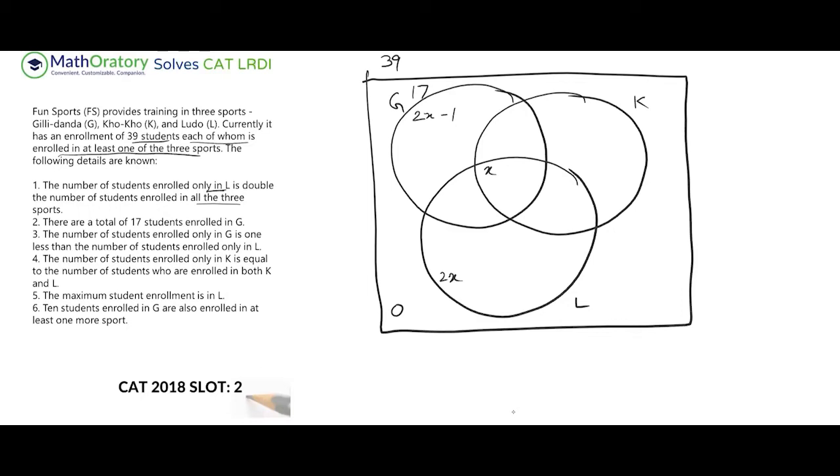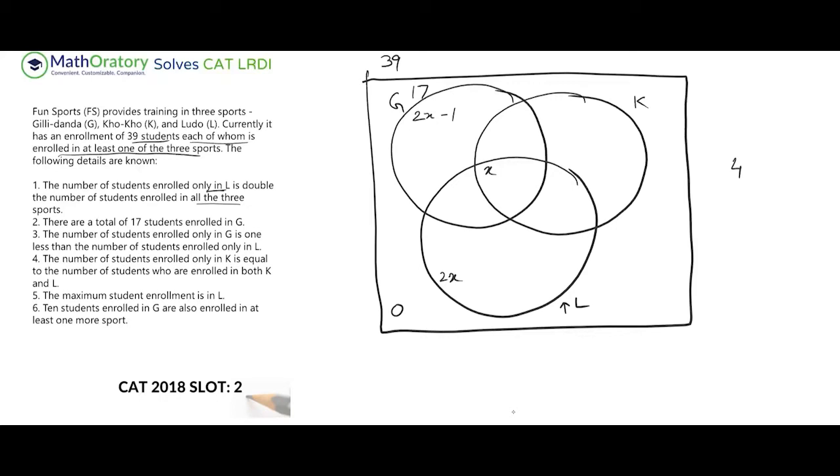Next one says the number of students enrolled only in K is equal to the number of students who are enrolled in both K and L. So this is equal to both K and L, this entire block, right? So X plus whatever. So I'm leaving this information as of now. I'll just write 4 to remember that 4 is something I have not taken into account. So leave this information 4 as of now. Fifth one says the maximum student enrollment is in L. So I'm just indicating this by an up arrow, so later on I'll understand that this is the maximum value. So L is the maximum value that we have.